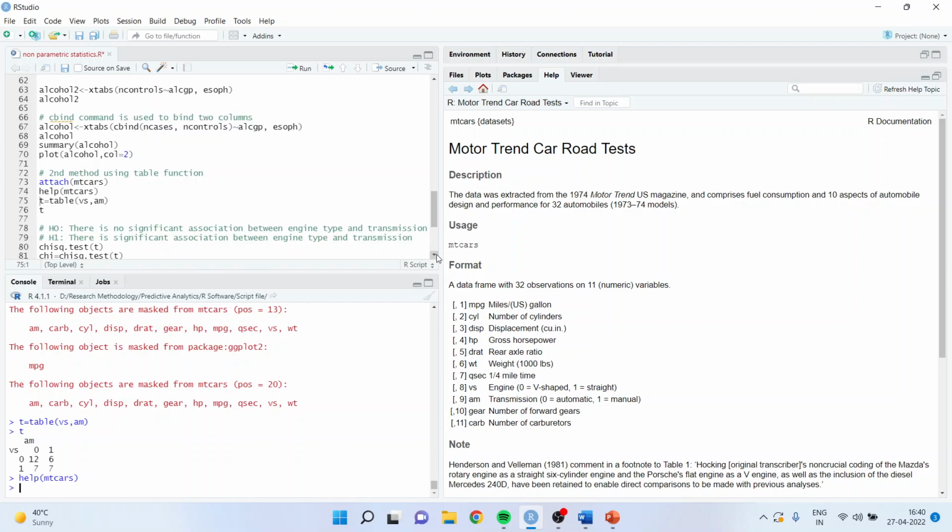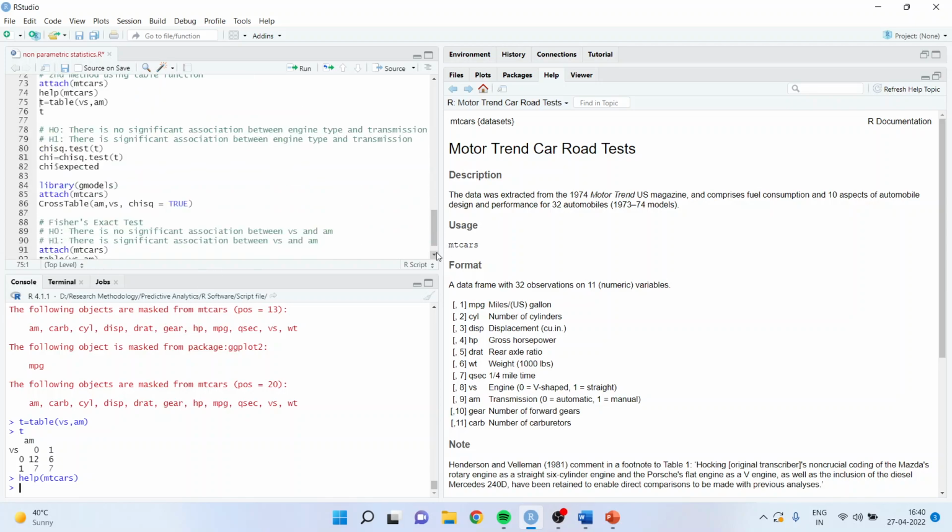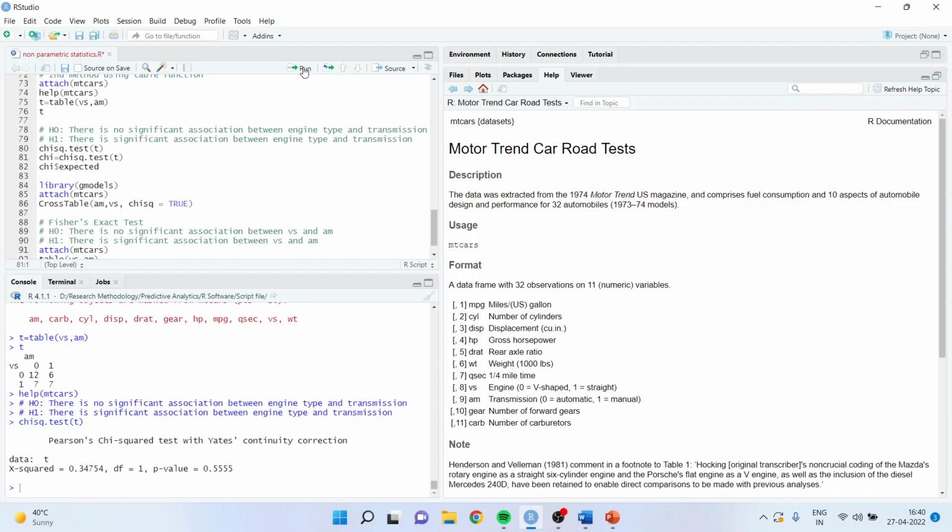Now I want to run the analysis between these two. What will be the null? The null hypothesis is that there is no significant association between the engine type and the transmission. The alternative is that there is a significant association between engine type and transmission. I'll run the chi-square test, chisq.test. I got the p-value. Here the p-value is more than 0.05, therefore we fail to reject the null hypothesis. It means that there is no association between vertical and straight engine and automatic or manual.